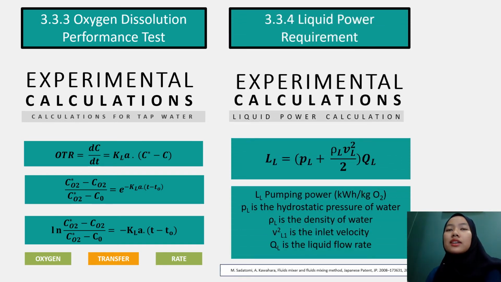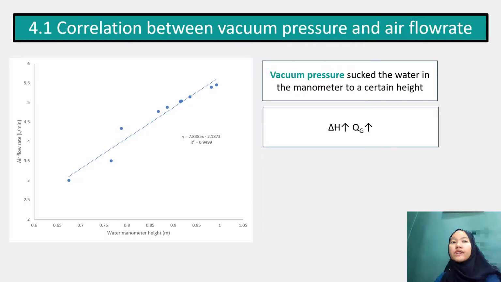Okay, so now the last one is the liquid power requirement, which we will calculate using this equation, in which we are trying to calculate the pumping power using the hydrostatic pressure of water, density of water, inlet velocity, and also the liquid flow rate. Later on I will explain further in the result and discussion section. Alright, so now moving on to the result and discussion section.